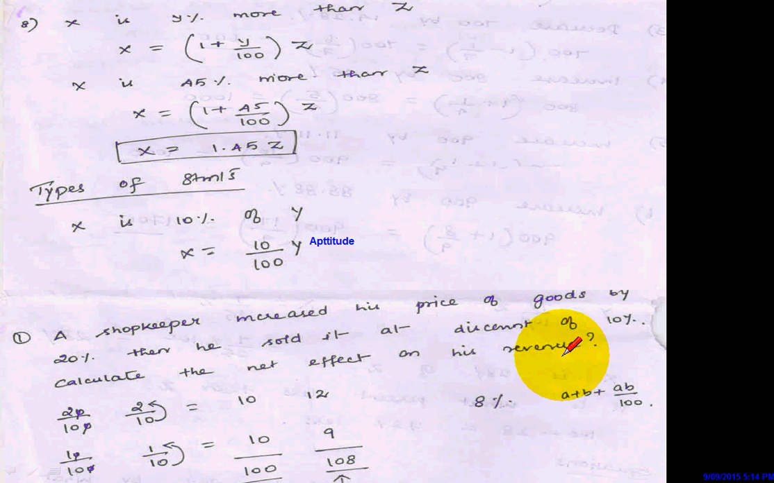And he sold it at a discount of 10%. So 10% can be written as 10 by 100, and simplifying you'll get 1 by 10. Since it is a discount, we are giving an offer, so we need to subtract it. So 10 is the base, write it over here, and from 10 you need to subtract this 1. So 10 minus 1 will give you 9. Now try to find the product of these two. 10 into 10 is 100. 12 into 9 is 108. Now try to understand the difference between these two, 100 and 108. 108 minus 100 is 8%. So the net effect on his revenue, the answer is 8%.